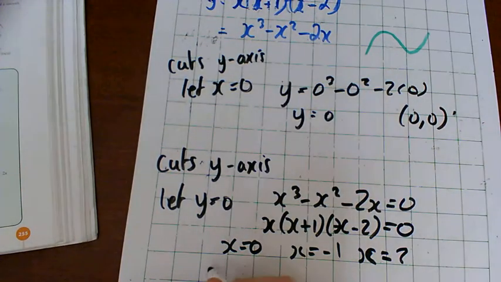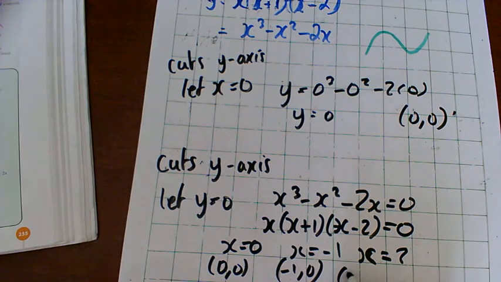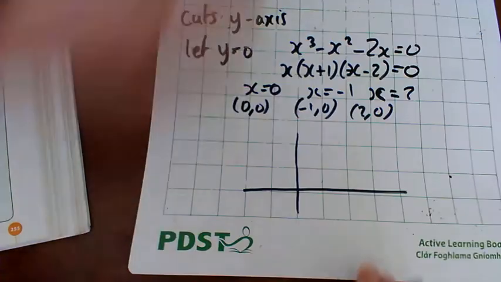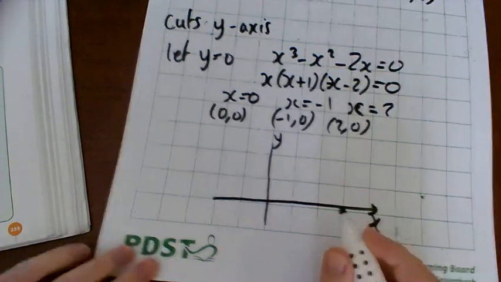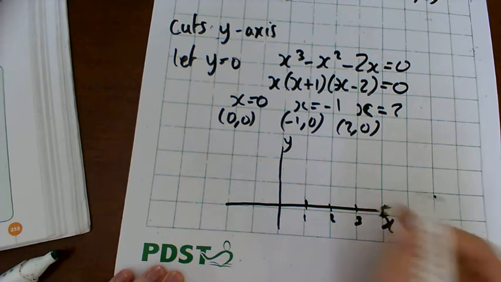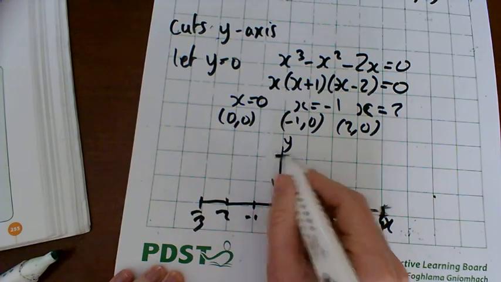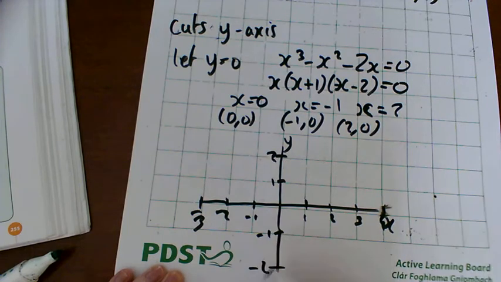So if I draw my... I'm just going to put that these are... That's 0, 0. That's minus 1, 0. And that's 2, 0. So I know my x's aren't that much at all. My y's aren't... This is quite a small graph. There we go. I'm just going to do my little sketch at the end. So we have our x, our y. Say I'll go 1, 2, 3, 4, minus 1, minus 2, minus 3. We go 1, 2, minus 1, minus 2.